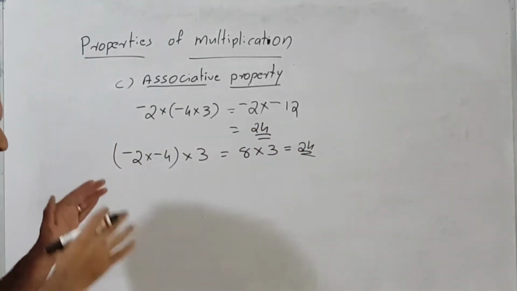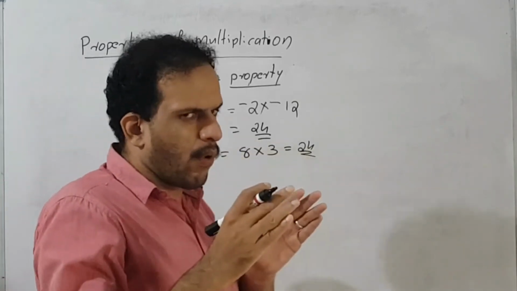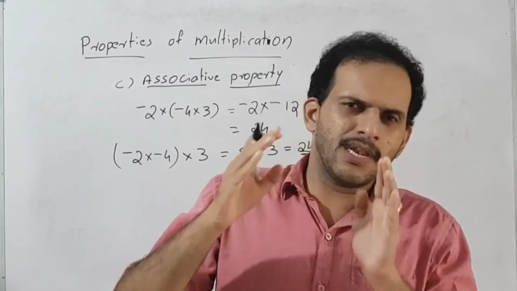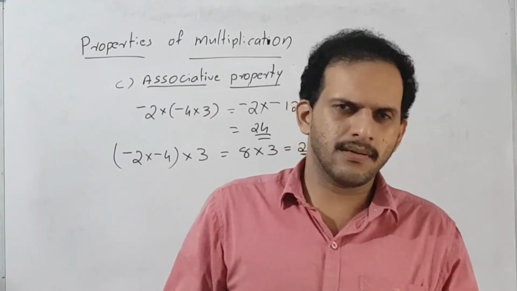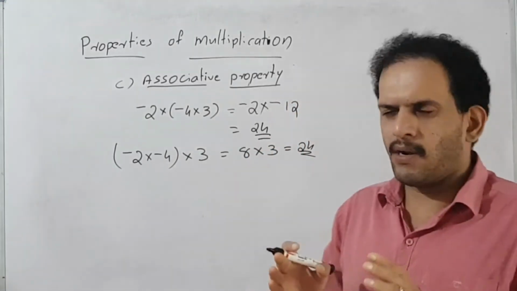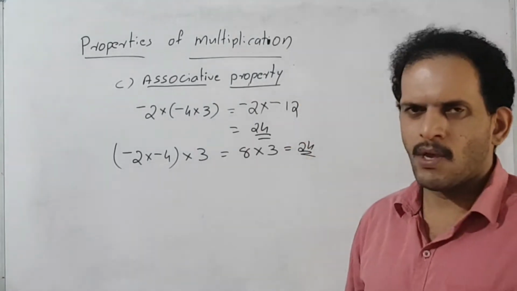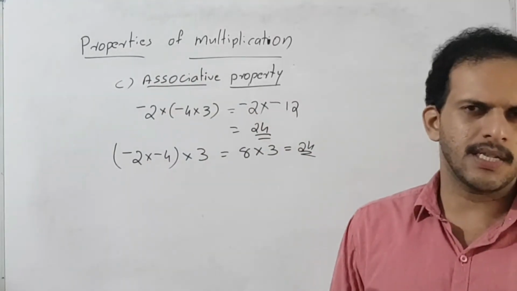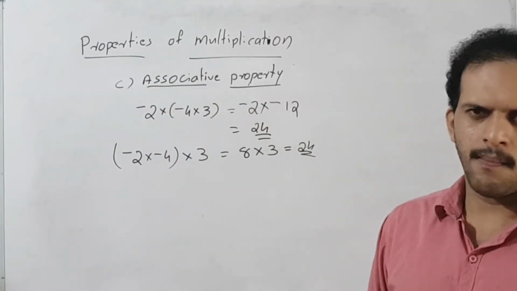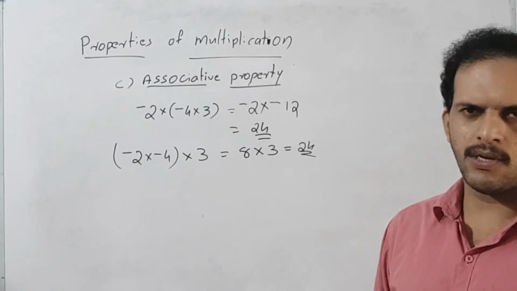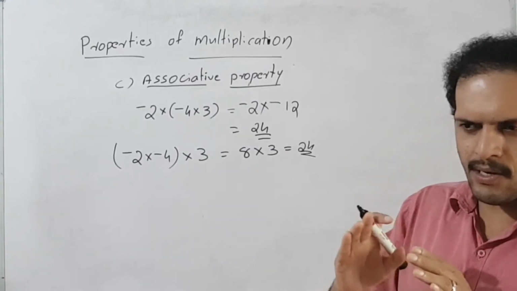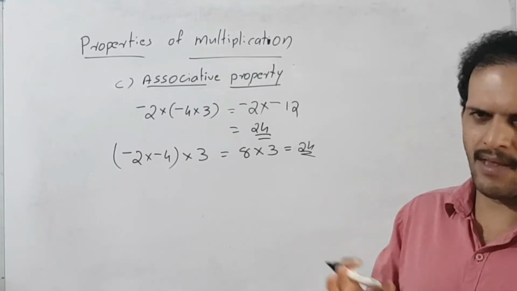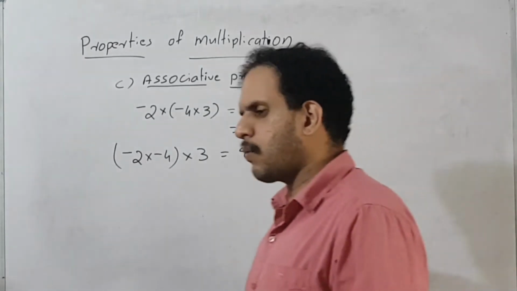That means in the case of more than two numbers, if you multiply the numbers in any order, the result does not change. If we multiply in any order, we will get the same result. Am I right? So that means multiplication satisfies the associative property. Multiplication is associative for integers. If you multiply the integers in any order, the result never changes. The result is the same. So what do we conclude from here?